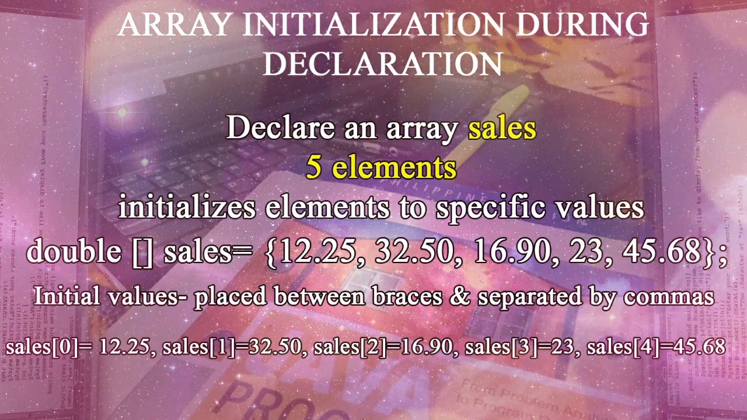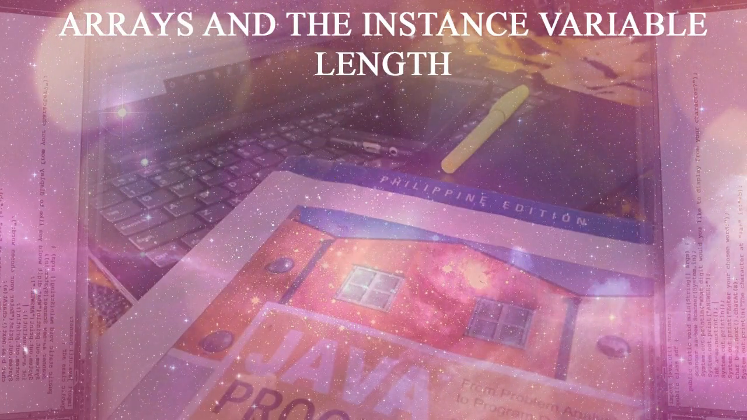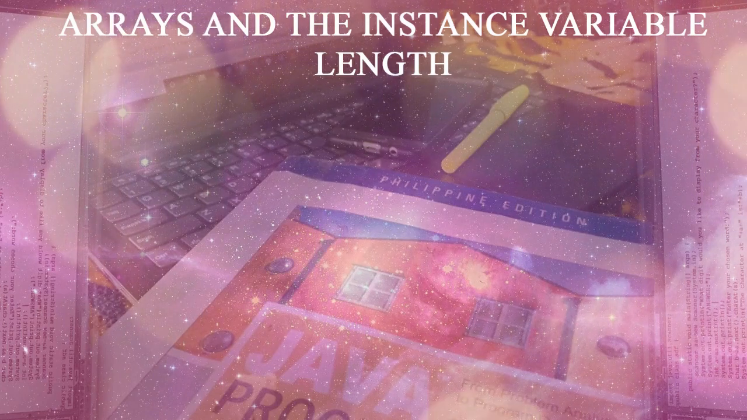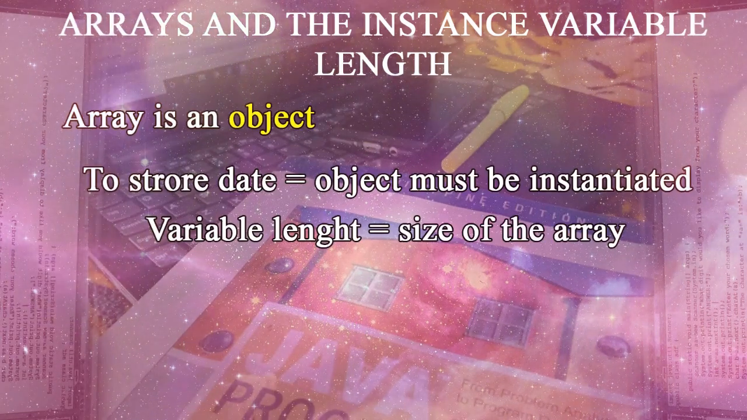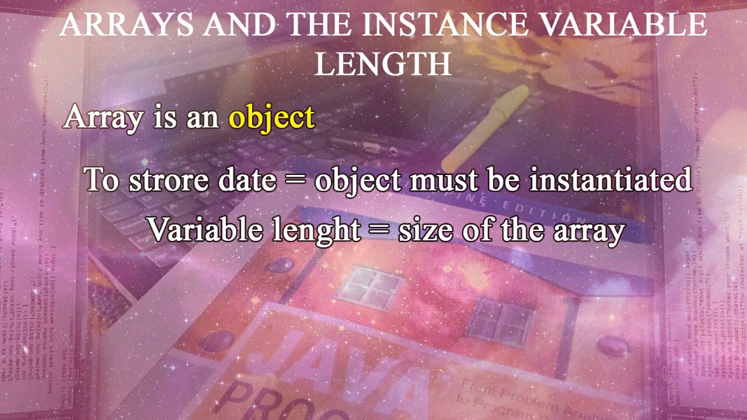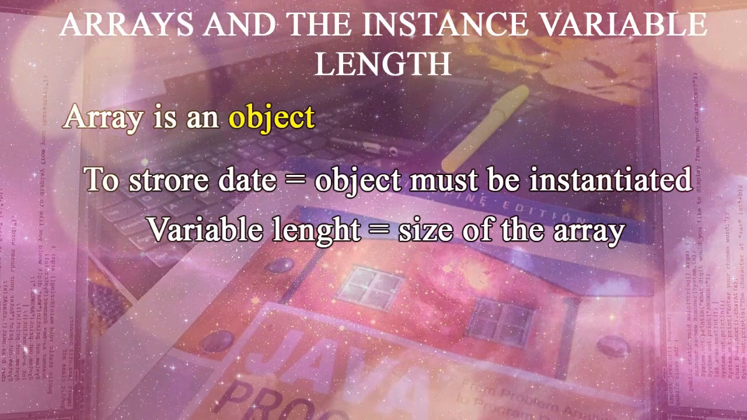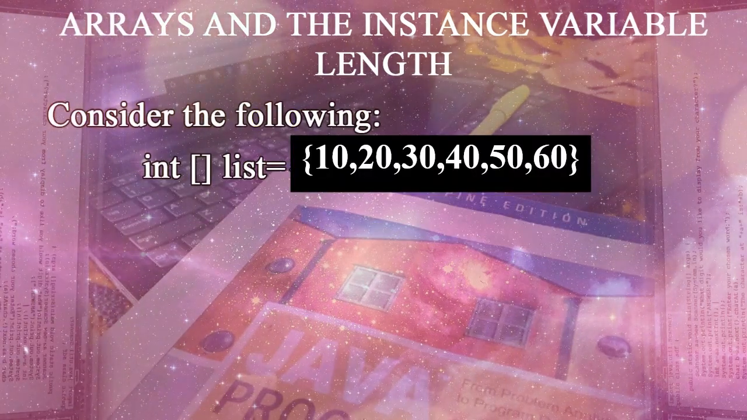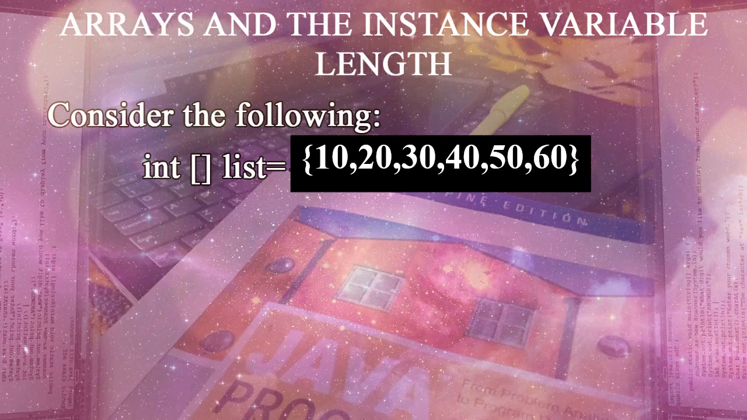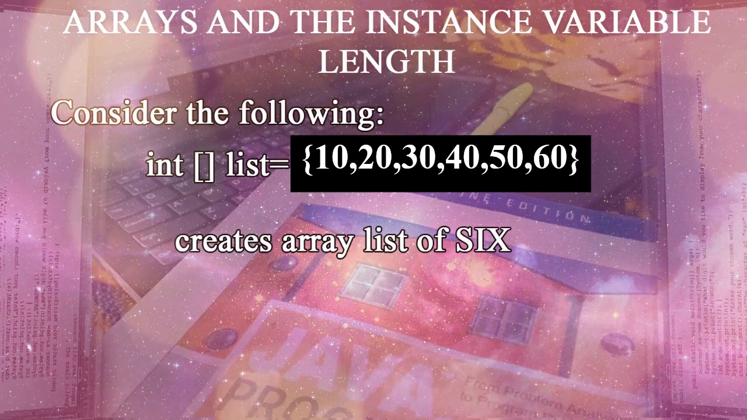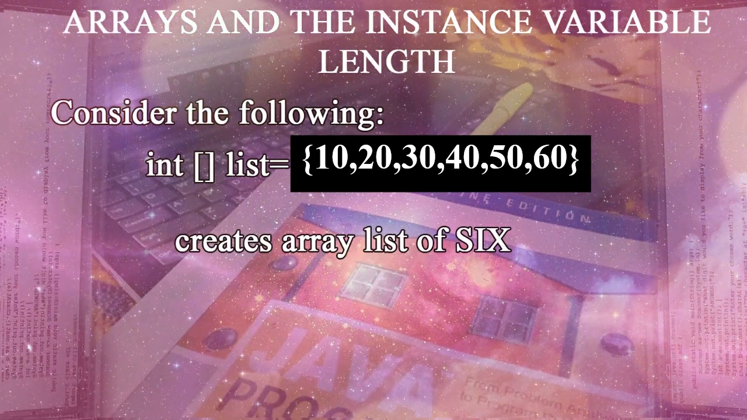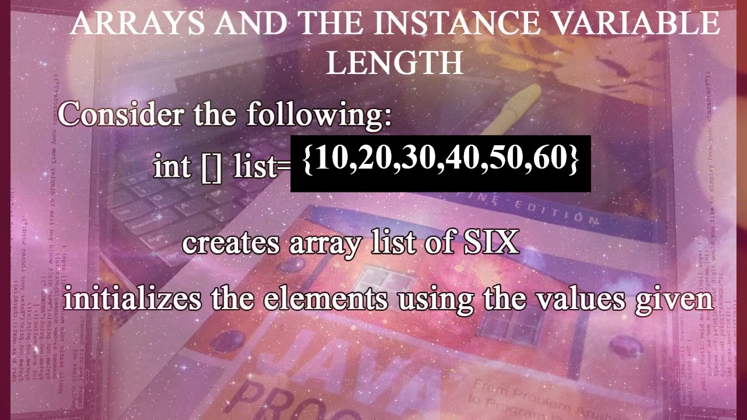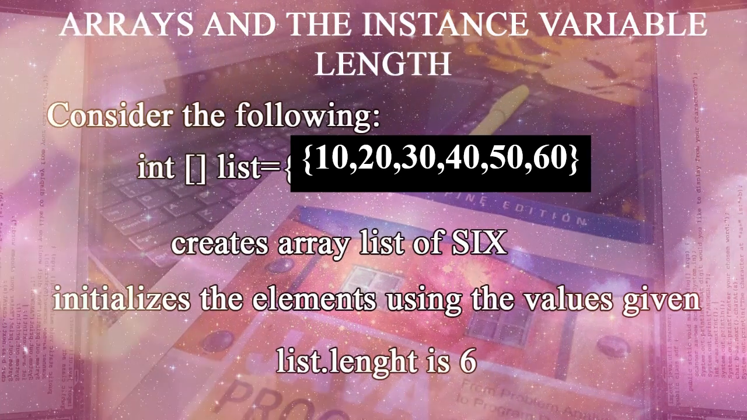And finally, the instance variable length in an array. Let us recall that an array is an object. Therefore, to store data, the array object must be instantiated. Now, let us consider the following declaration. This statement creates the array list of 6 elements and initializes the elements using the values given. So, list.length is 6.